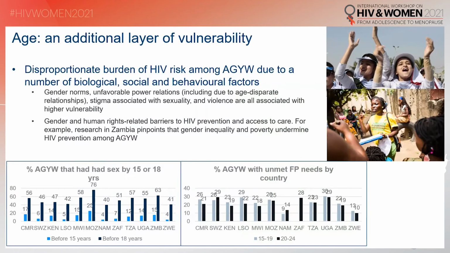Age is another factor that adds additional layers of vulnerability. Gender norms, unfavorable power relations, including due to age-disparate relationships, stigma associated with sexuality, and violence are all associated with higher vulnerability of adolescent girls and young women. Poverty and being out of school are other aspects that can hinder effective HIV prevention amongst this group and can lead to higher incidence rates.